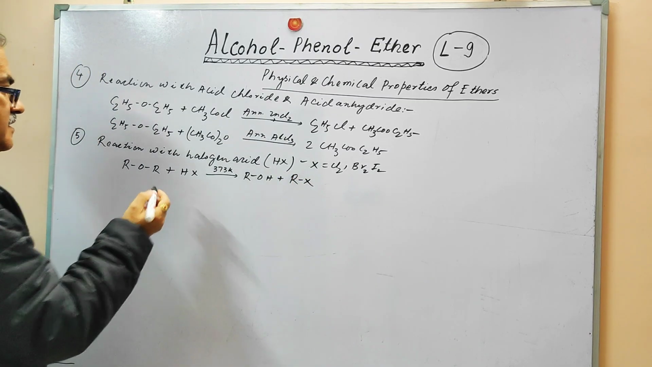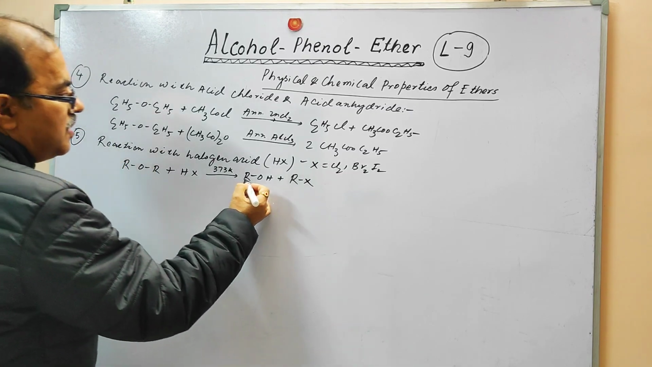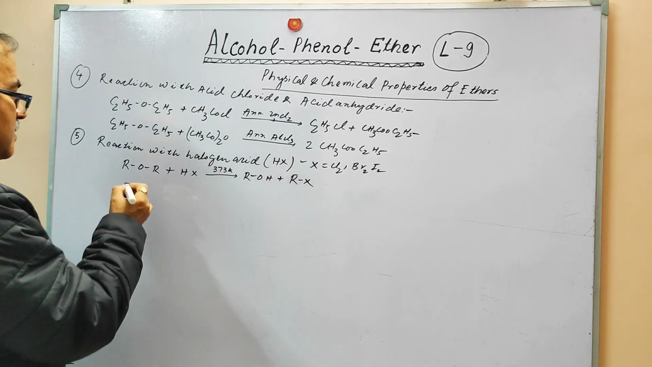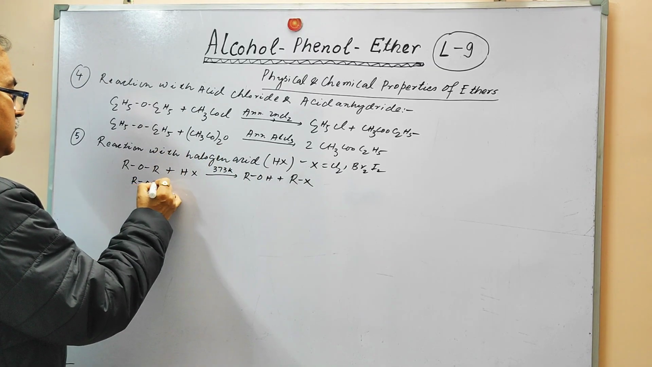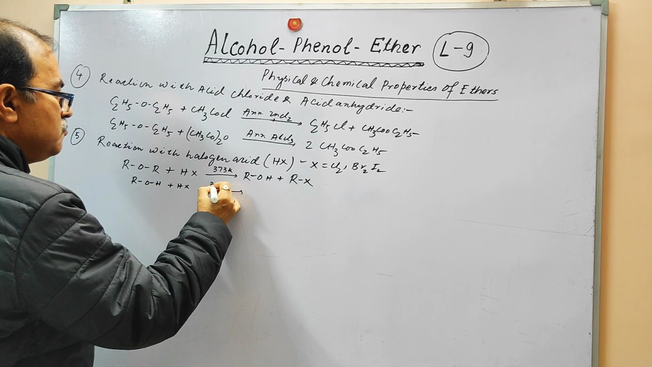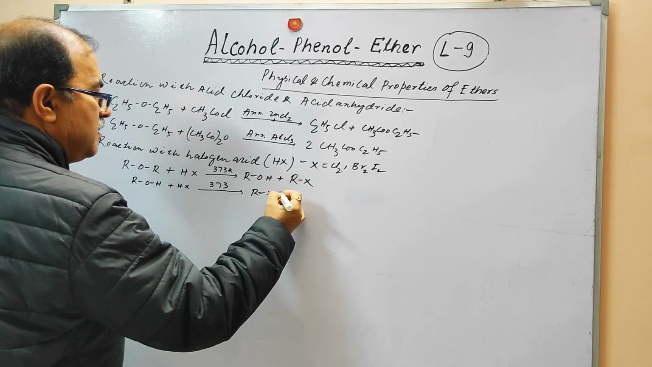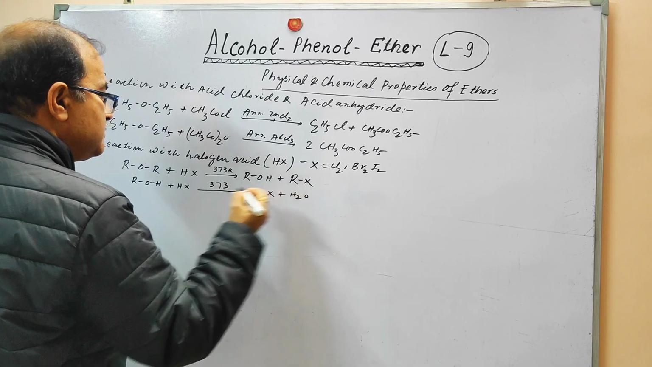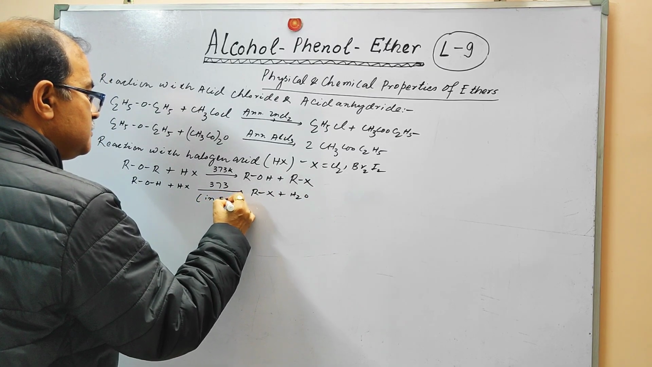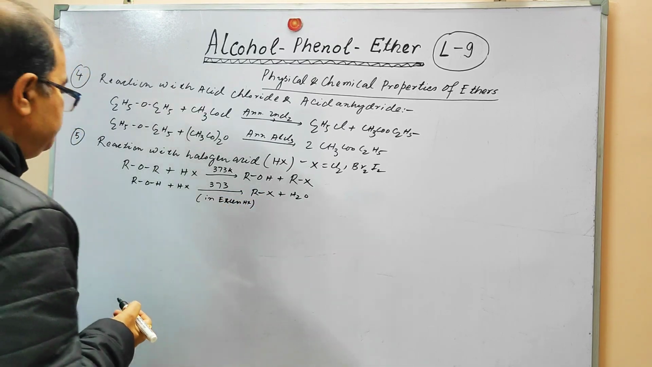When there is an excess of HX, that is the halogen acid, this ROH is converted into RX, that is the alkyl halide. So we can write this reaction in this fashion: plus HX, it is going to produce RX plus H2O, in excess halogen acid.